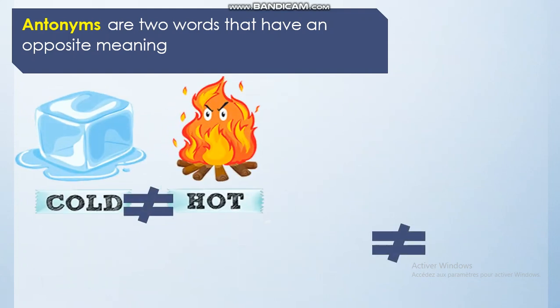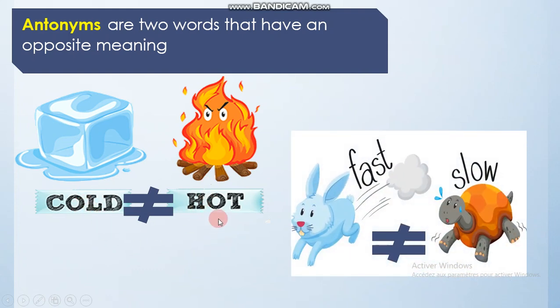And here we have cold and hot. Cold and hot are antonyms. Just like fast and slow. Fast is the antonym of the word slow.